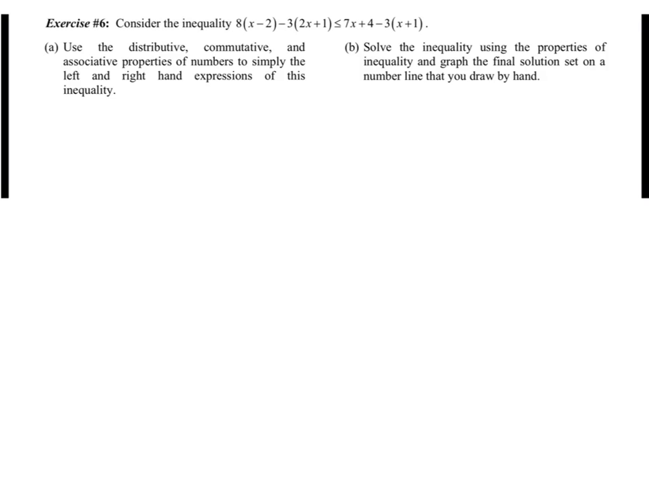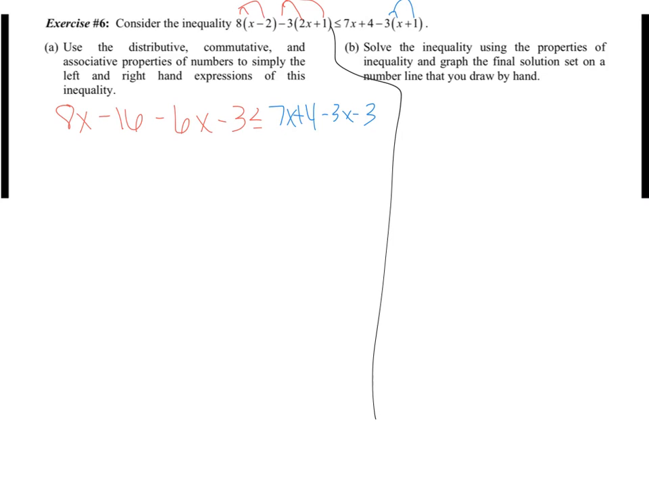So the first thing we're going to do is distributive. So 8 times x is 8x. 8 times negative 2 is negative 16. Then we have negative 3 times 2x is negative 6x. Negative 3 times 1 is negative 3. Is less than or equal to 7x plus 4, negative 3x, and negative 3. So now I'm going to separate that.